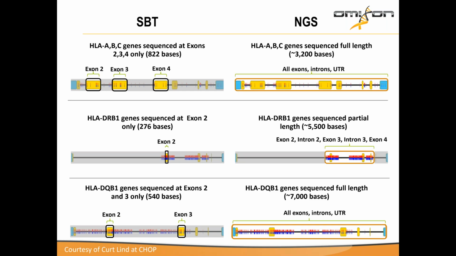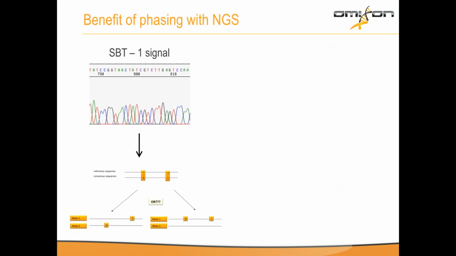So NGS is different. Almost all loci are sequenced now full length, meaning from 5' till 3' UTR, they are amplified. And all exons and all intronic information can be sequenced and can be identified.